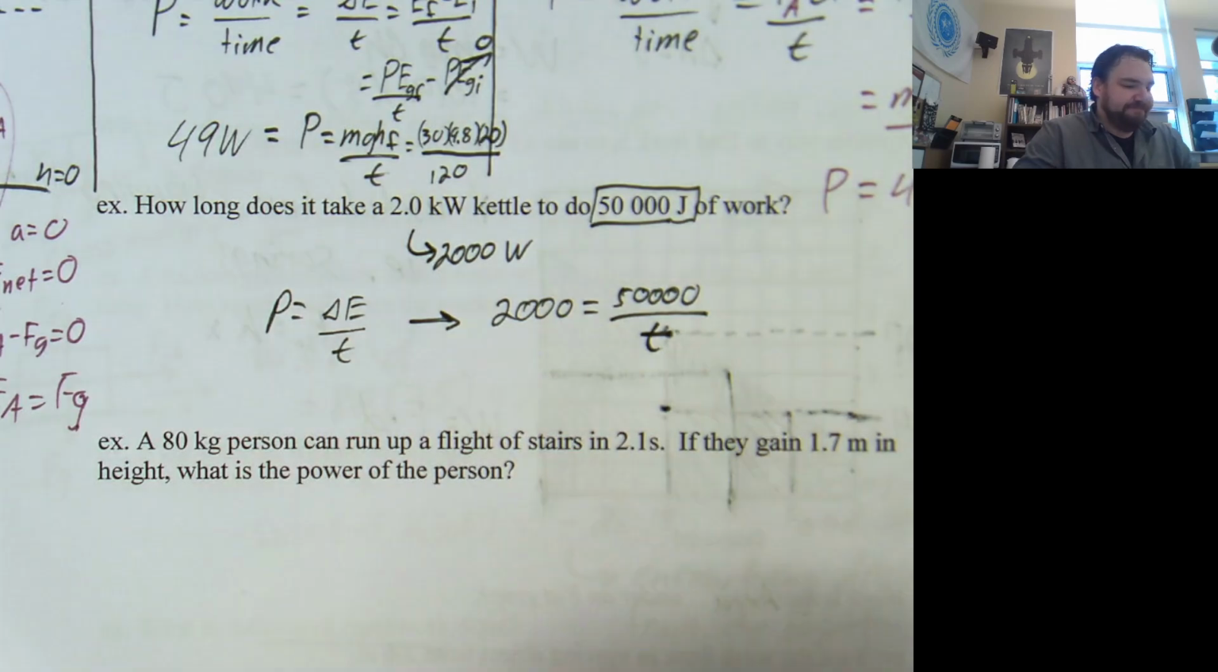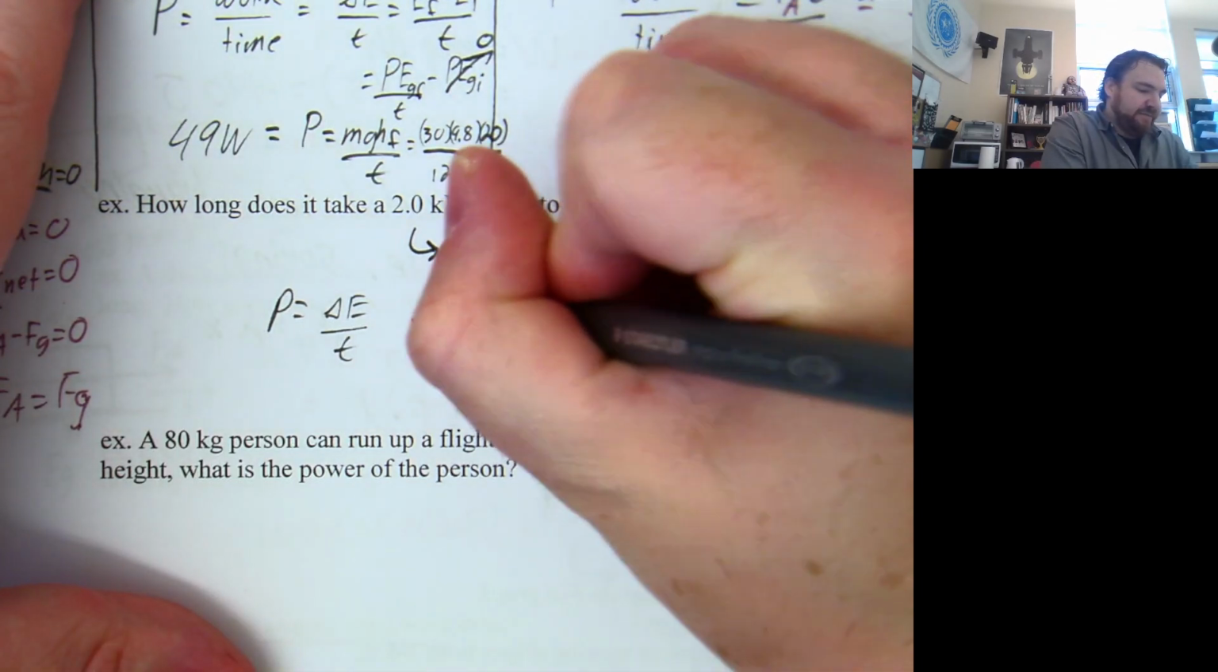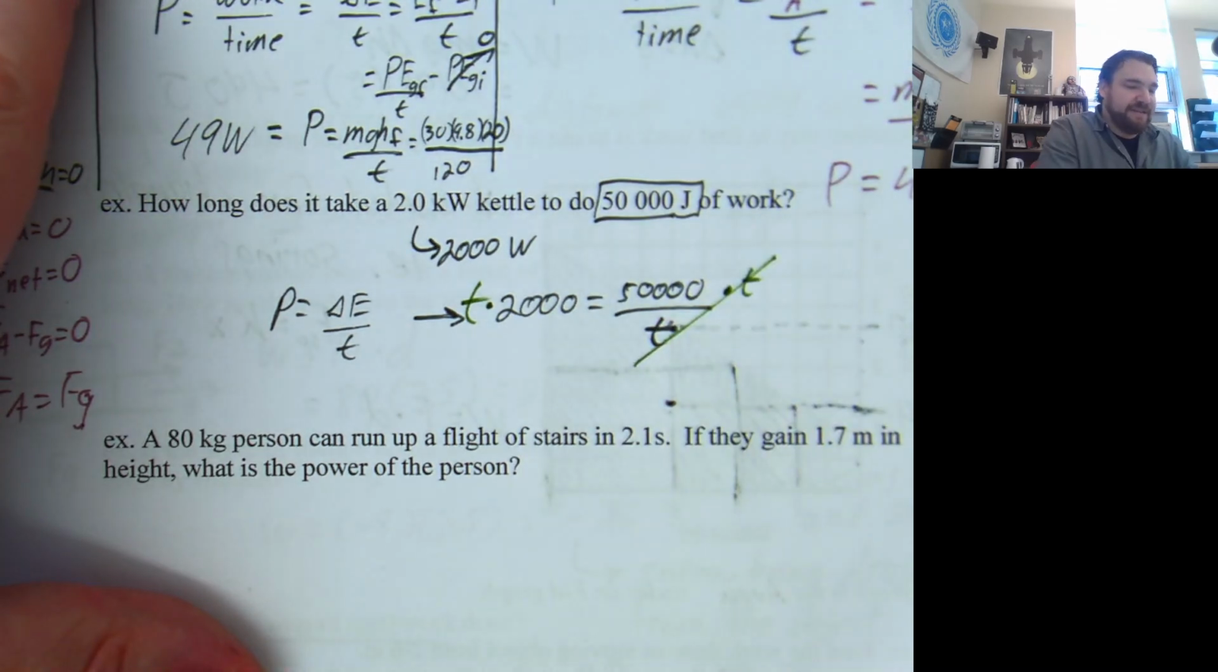Brad. Take the 50,000 to the other side. That will leave T alone, but it'll leave T alone in the denominator. Oh, okay. We don't want that. Multiply both sides by T. It's going to cancel on the right-hand side.